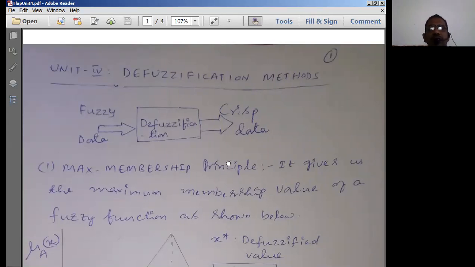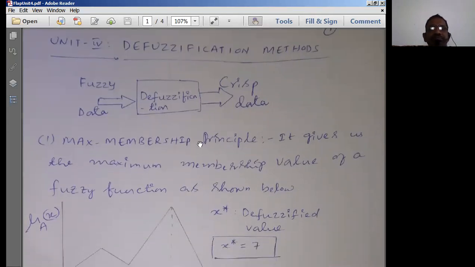Before that, you should know what defuzzification is. What is defuzzification? It is nothing but the conversion of fuzzy data into crisp data. It is known as defuzzification. So we have several methods, and we'll discuss them one by one, right?